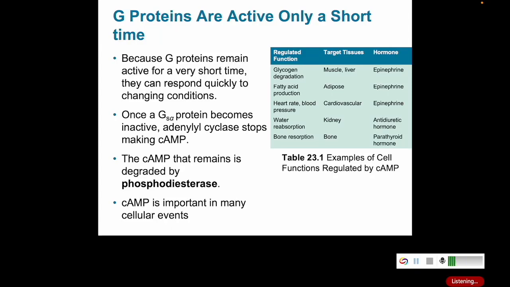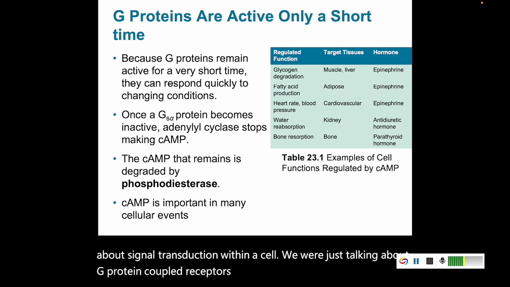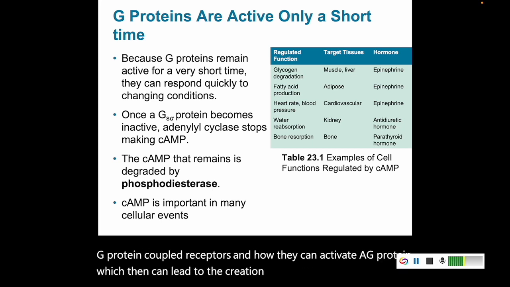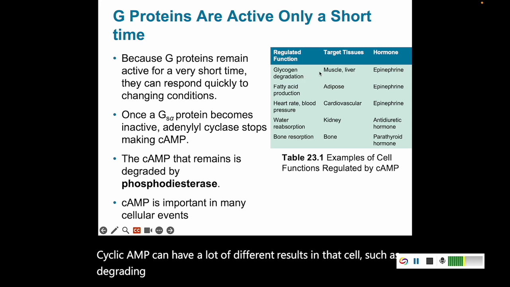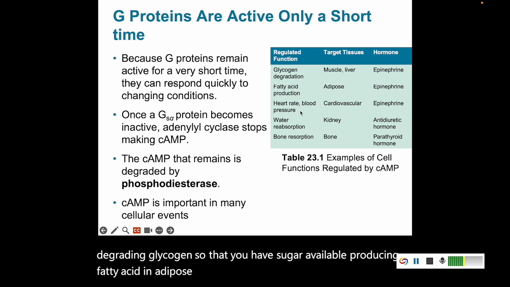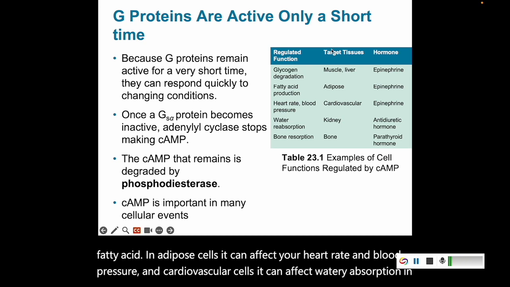Welcome back, everyone. We are in the middle of our discussion about signal transduction within a cell. We were just talking about G protein coupled receptors and how they can activate a G protein, which then can lead to the creation of cyclic AMP. Cyclic AMP can have a lot of different results in that cell, such as degrading glycogen so that you have sugar available, producing fatty acid in adipose cells. It can affect your heart rate and blood pressure in cardiovascular cells. It can affect water reabsorption in the kidney and bone resorption in bone.